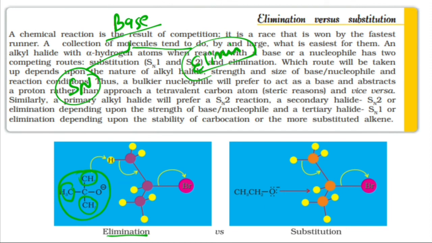And here in the second picture you can see this one is a smaller, lighter base, so it can easily attack the carbon atom and remove the bromine, so it is showing a substitution reaction. Now there is no clear demarcation of in what case elimination will take place or in what case substitution will take place, but you must keep in mind that there is always a competition between substitution and elimination reactions. The larger bases will go for elimination and the smaller bases will go for substitution.